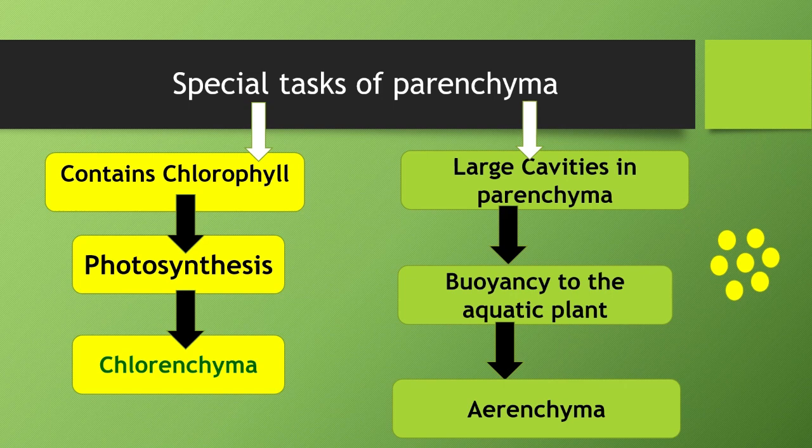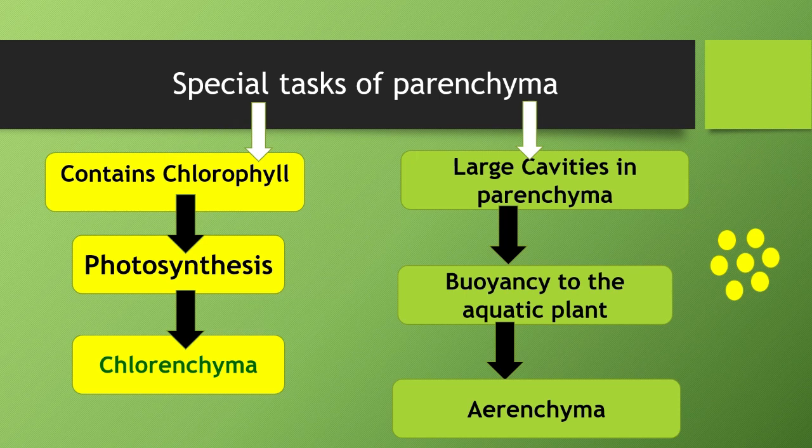Let's know about special tasks of parenchyma. Parenchyma cells have some special modifications. When parenchyma cells contain chlorophyll, they perform photosynthesis and those parenchyma cells are called chlorenchyma. So the tissue is chlorenchyma tissue.